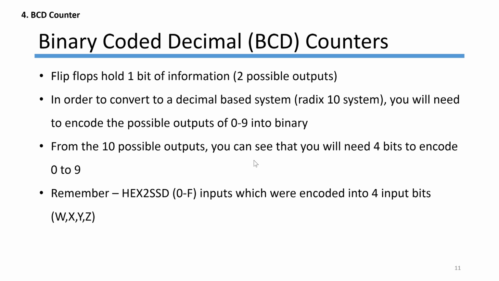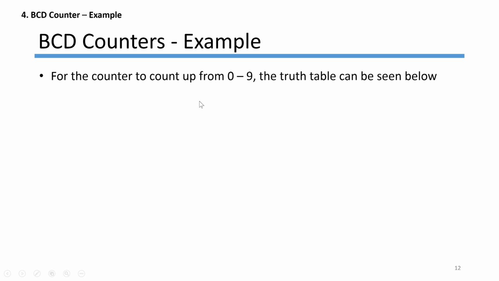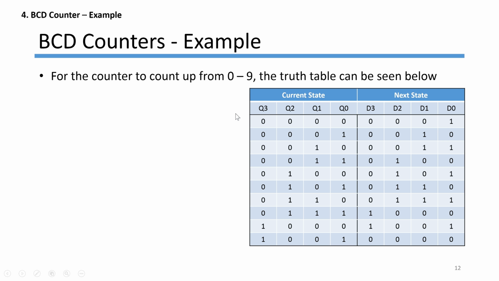Now remember, hex to SSD that we did in lab 1, the inputs were from 0 to F, so 0 to 9, and then A, B, C, D, E, F. For the counter to count up from 0 to 9, the truth table can be seen as below. It's encoded into 4 bits, and at the current state, the next state should be the next number. For example, at state 0, the next state should be 1. At state 5, the next state should be 6. And at state 9, so 1001, the next state should return to 0.